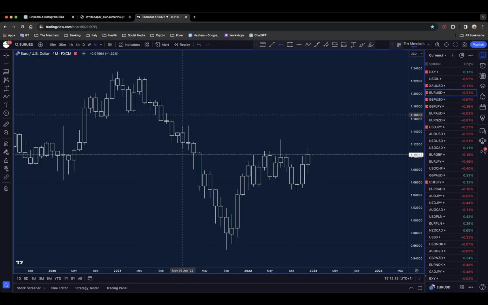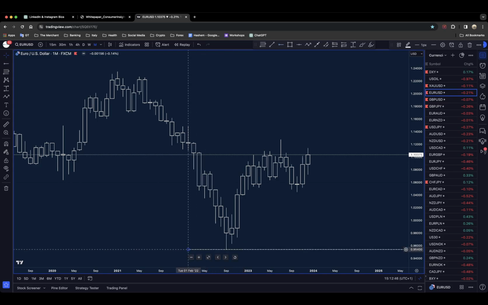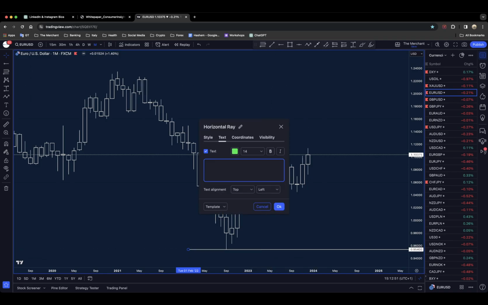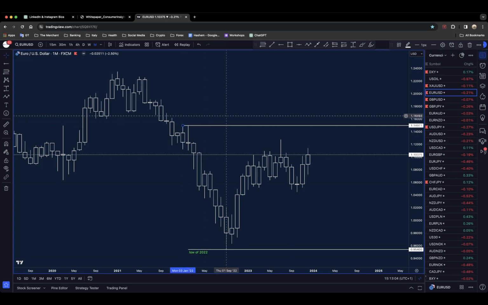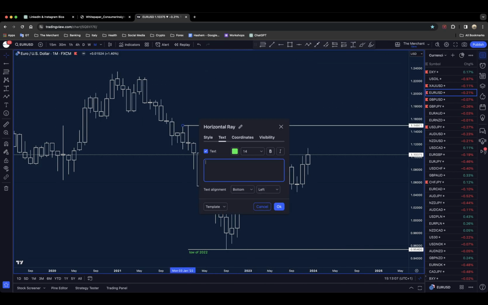Okay, 2022, it started, okay, January here, and we have all the way down to here. Okay, October, November, December. Okay, so this is the bottom of 2022. Let's write it. Low of 2022. Okay, and let's find the high of 2022, which is simply here. Okay, here. And this is high of 2022.